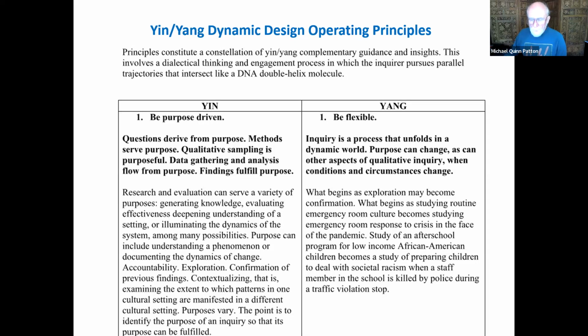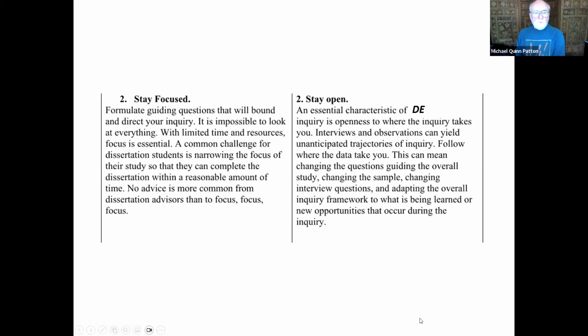Another related example is staying focused versus staying open. Staying focused means to formulate guiding questions that will bound and direct your inquiry. It's impossible to look at everything with limited time and resources. Focus is essential. A common challenge for dissertation students is narrowing the focus of their study so they can complete the dissertation within a reasonable amount of time. No advice is more common from dissertation advisors than to focus, focus, focus.